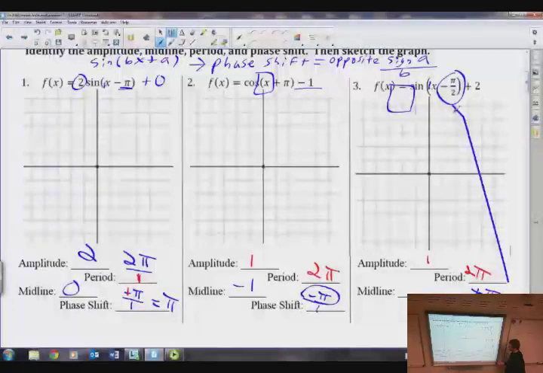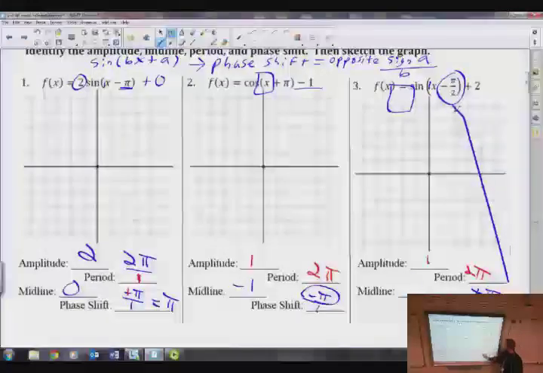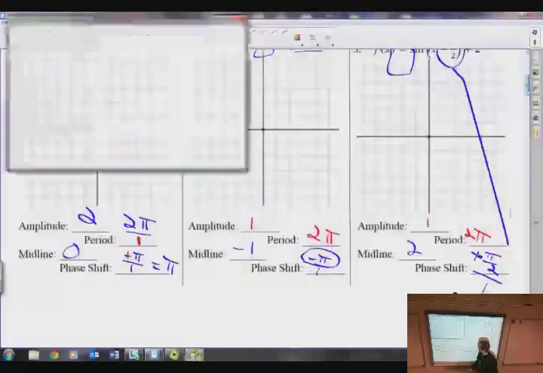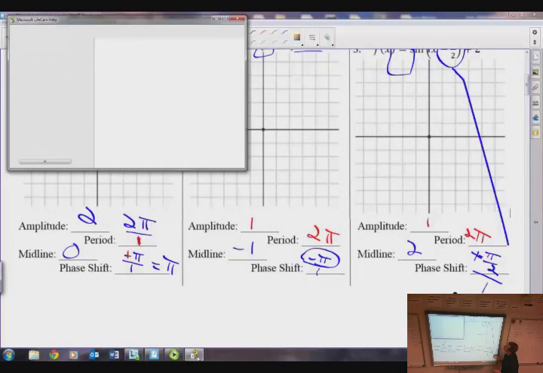And then I think we forgot to finish off number 3. I think we forgot the midline. What's the midline there? Positive 2. Positive 2. Nailed it. Okay, excelente.